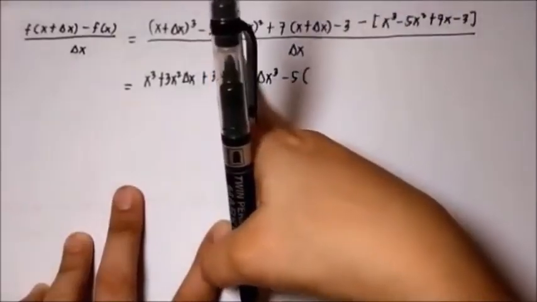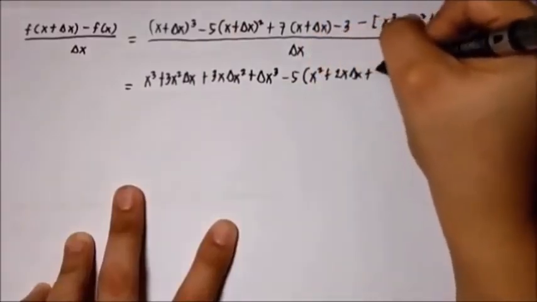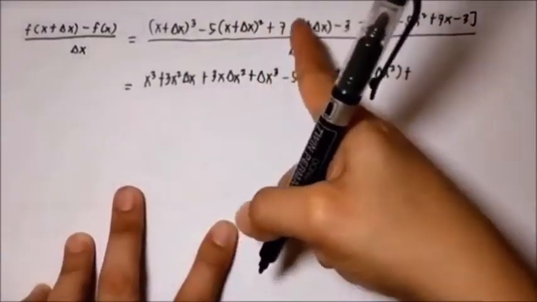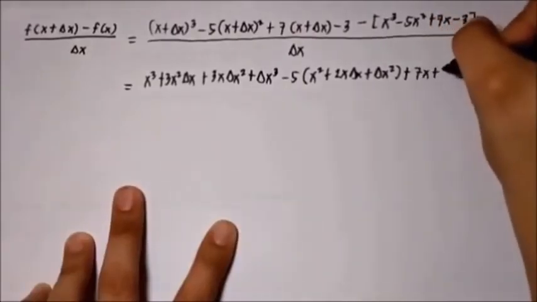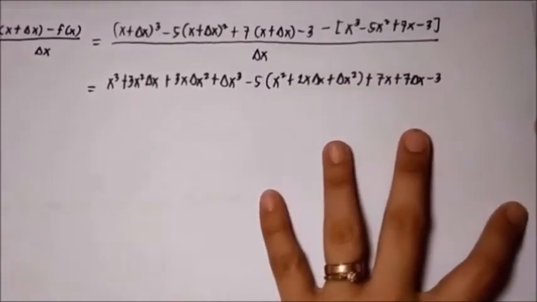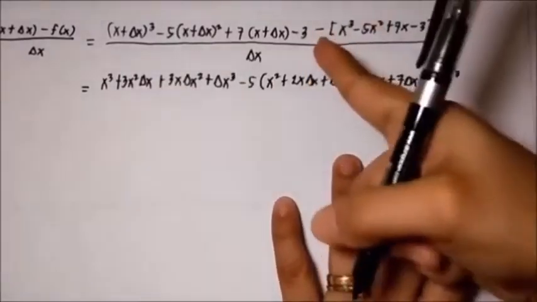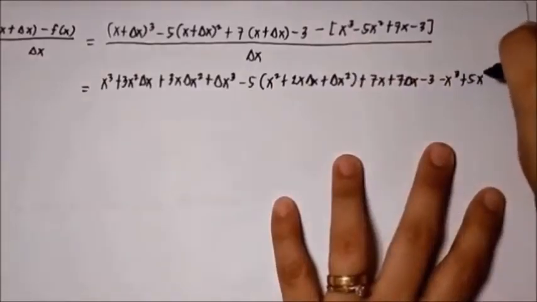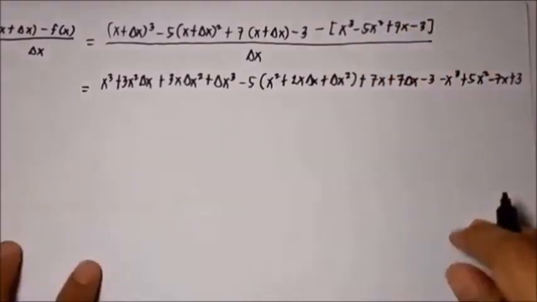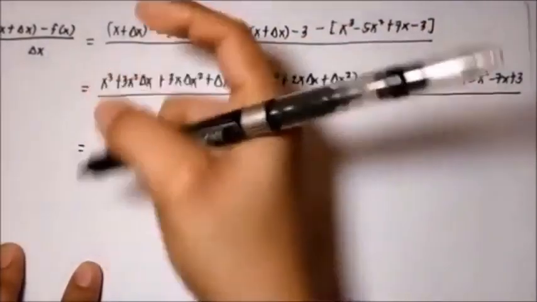Minus 5, and then we have to expand this one, that would be squared. X squared plus 2x delta x plus delta x squared. And then plus 7, we can now distribute 7. So 7x plus 7 delta x. And then minus 3. We could also distribute the negative sign. So negative x cubed, negative and negative, that would be positive 5x squared, and then negative 7x positive 3. So all over delta x.